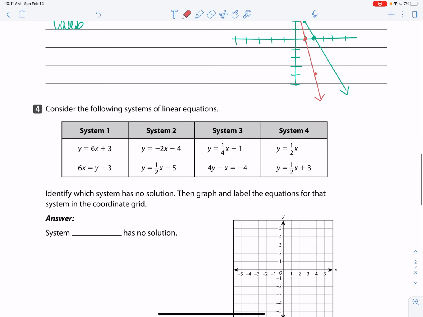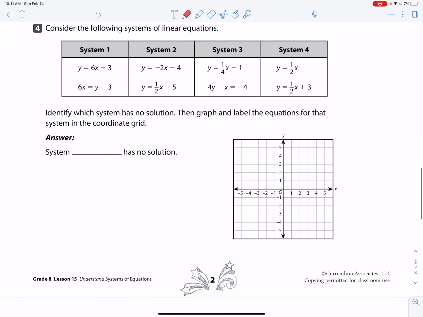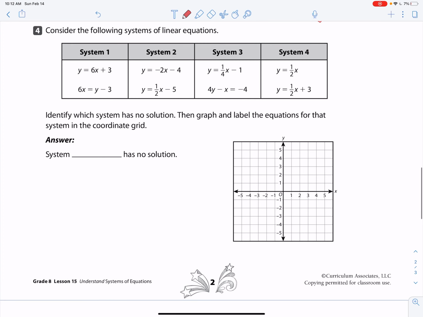All right, and lastly, number 4: consider the following system of equations. Identify which system has no solution. Again, to do this, we have to make sure that every single equation in all of these systems is written in slope-intercept form. I'm going to go for the one that's already written in slope-intercept form, and that is my system 4. System 4 is already in the slope-intercept form of y equals mx plus b.